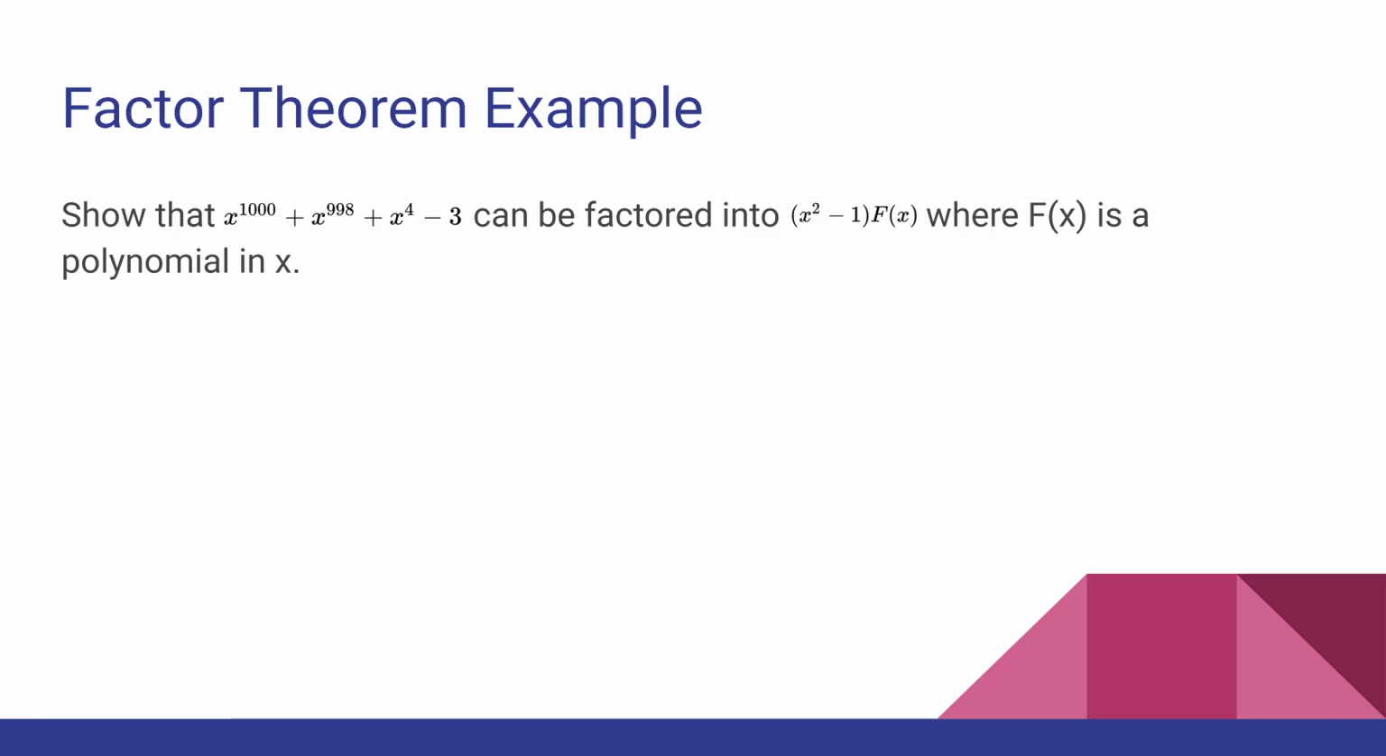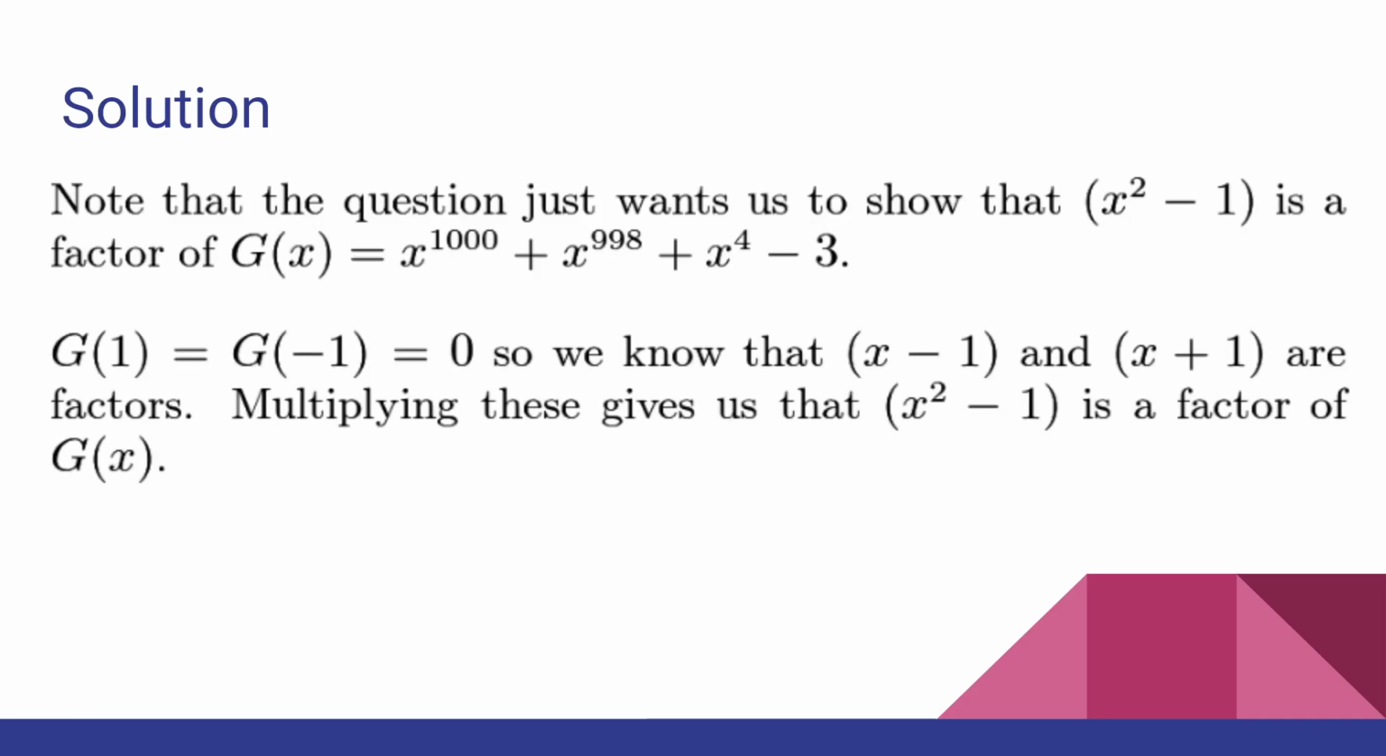Okay, so it should have been enough time to solve this problem. All we have to show is that x squared minus 1 is a factor of g of x. Looking through the polynomial, we can see that 1 and negative 1 are both roots of the equation. Multiplying these together gives us x squared minus 1, which is a factor, and that shows that x squared minus 1 is a factor of g of x.